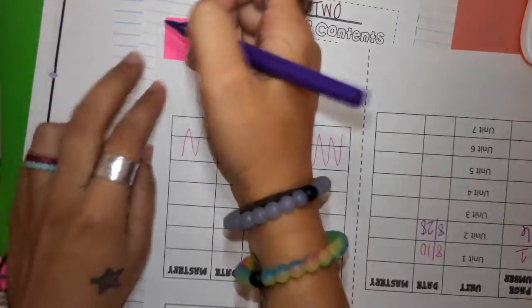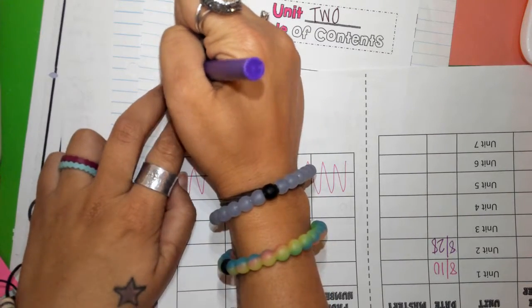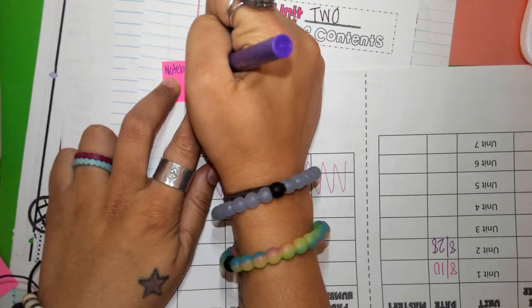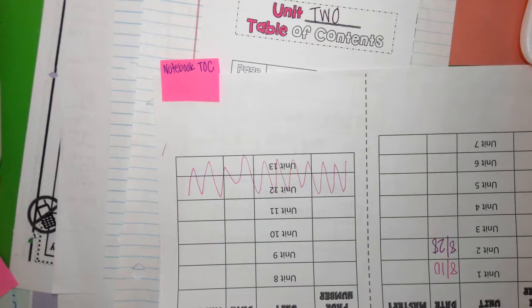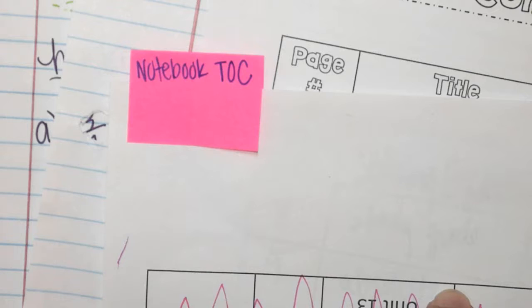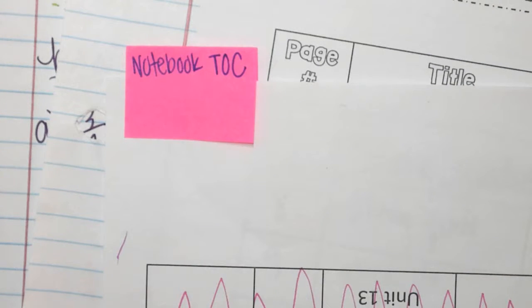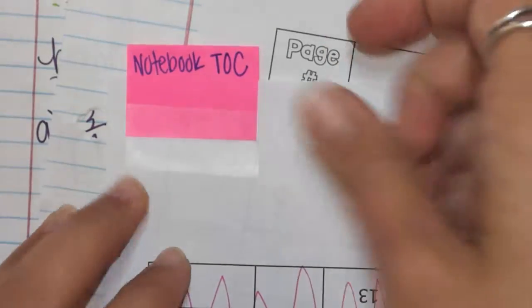And then we're going to write notebook table of contents on the edge. Can't see that. I'll zoom in. Do you see it now? Notebook table of contents. And then you're going to take some tape that's in your second drawer of your tower now, and you're going to tape the bottom edge of the front and the back so that it stays there.